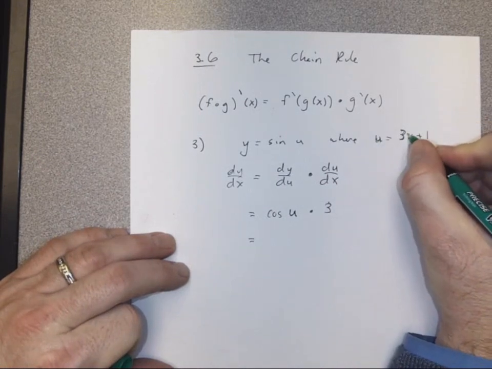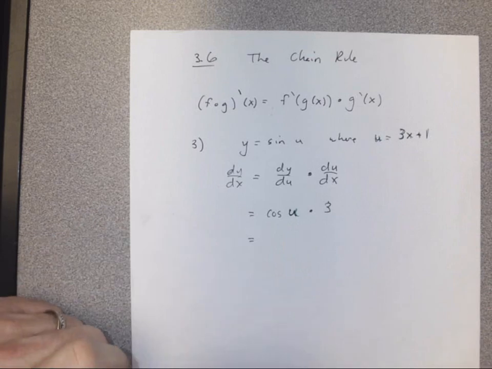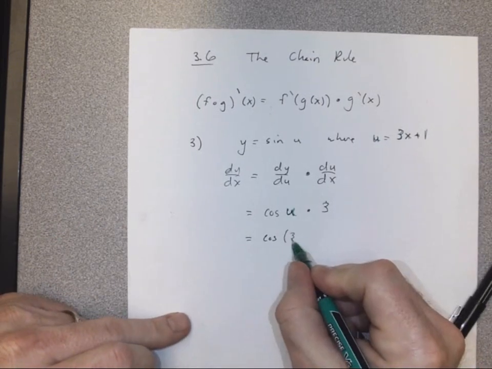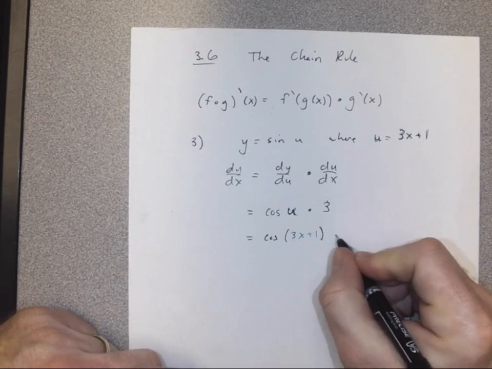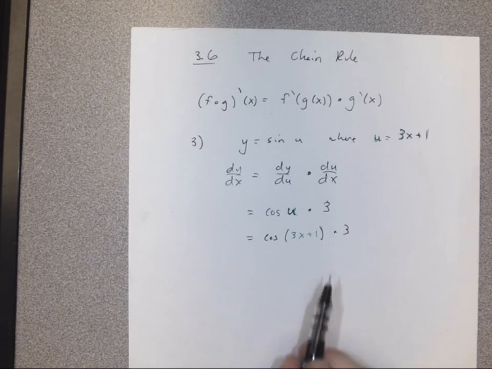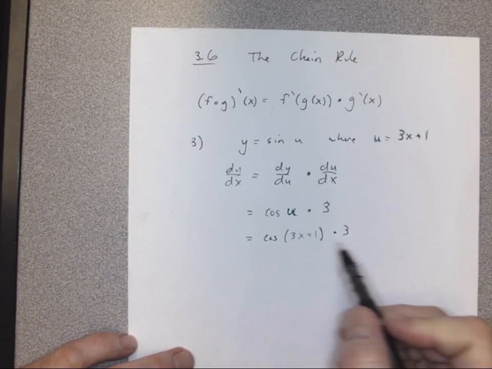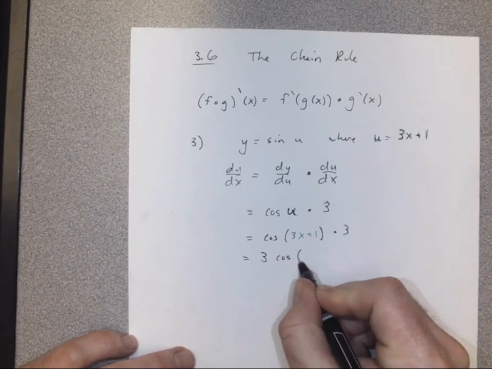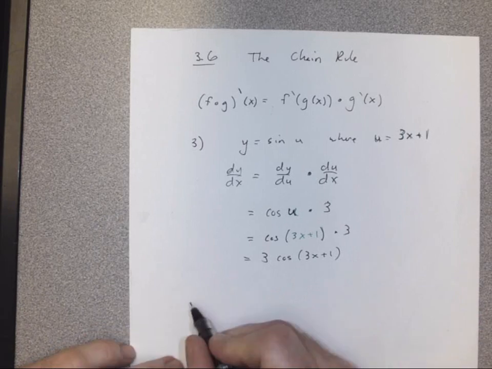This u being equal to 3x plus 1 can go right here, right? Because that's what u is. So this is going to be equal to the cosine of 3x plus 1 times 3. I got a question. Can I multiply this 3 into this binomial? No, because the cosine is blocking it, right? Okay, so this is equal to 3 times the cosine of 3x plus 1, which would be a better notation for that, right?